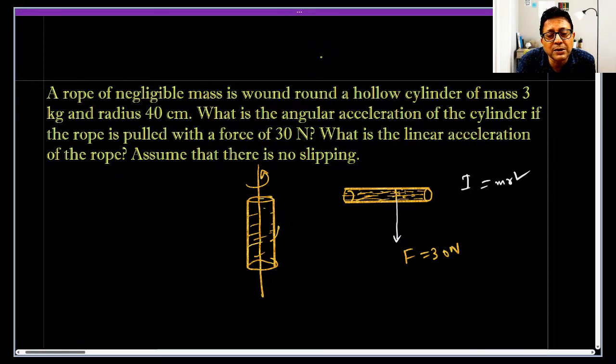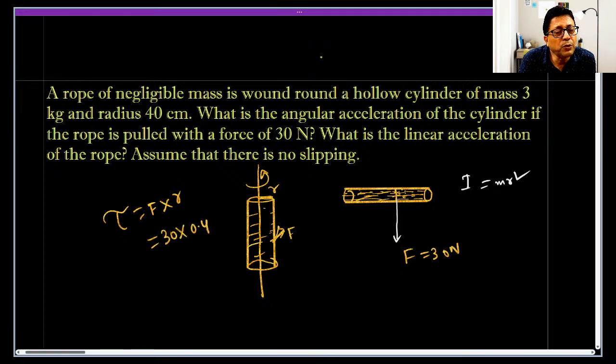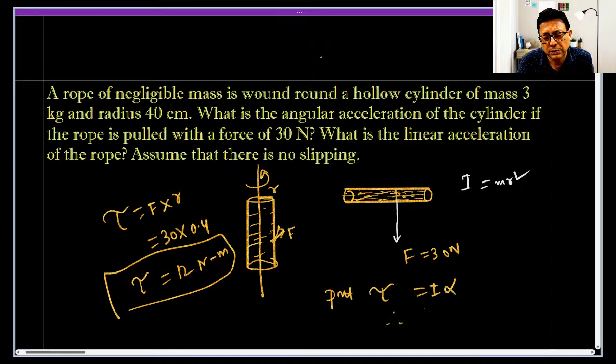And the moment of the force will be what? If the force applied is F, then the moment of the force, for this case of cylinder, tau will be equal to F into R. F is 30 Newton, R is 0.4, so tau equal to 12 Newton meter. Okay. Now put tau equal to I alpha. So alpha equal to tau by I.